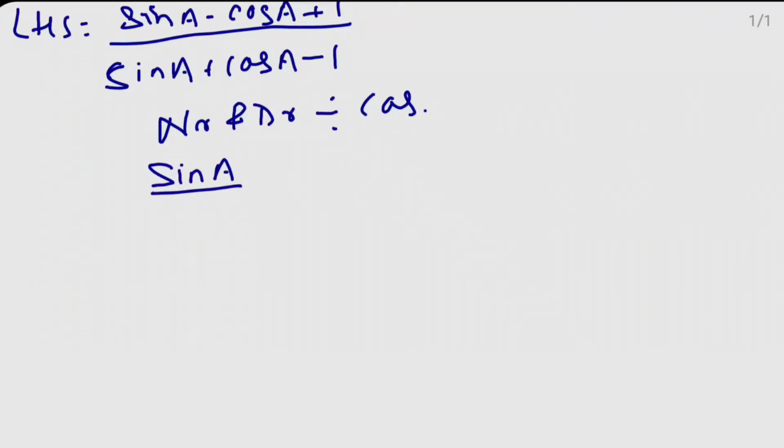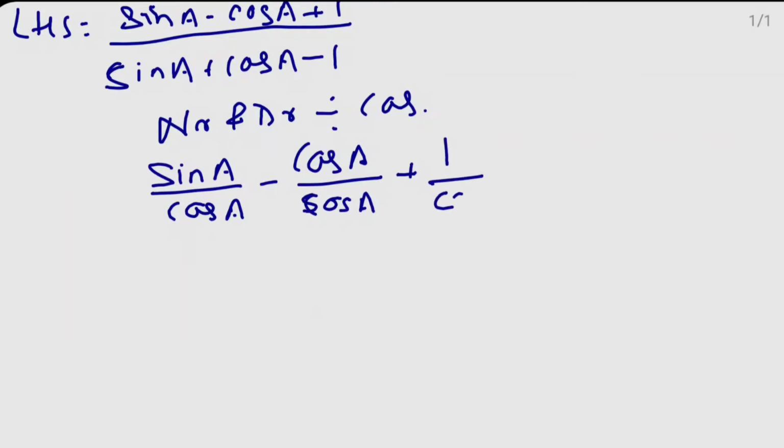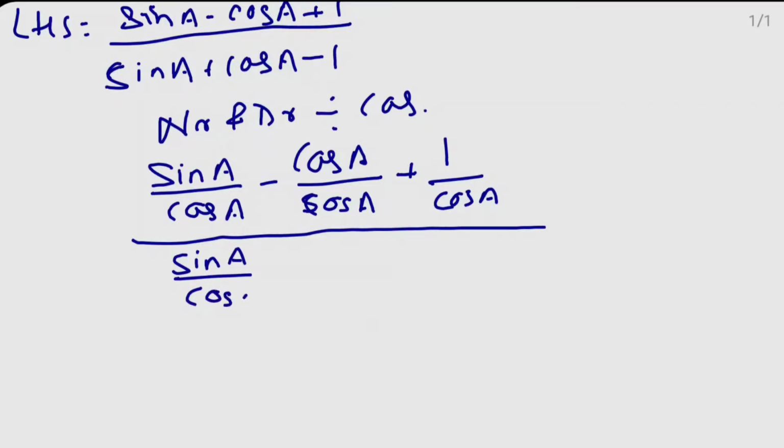sin a divided by cos a minus cos a divided by cos a plus 1 divided by cos a, and this whole divided by, so sin a divided by cos a plus cos a divided by cos a minus 1 divided by cos a.